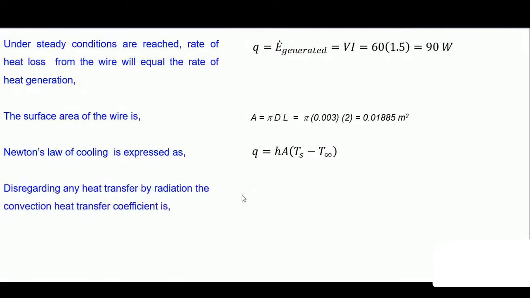So disregarding radiation, if you put all the values in this equation, you can find out the value of h as Q divided by A into (Ts minus T infinity). Putting the values, you find that it is 34.9 watt per meter square degree Celsius. This is an illustrative example for finding out the heat transfer rate by convection. Let us go for another example.